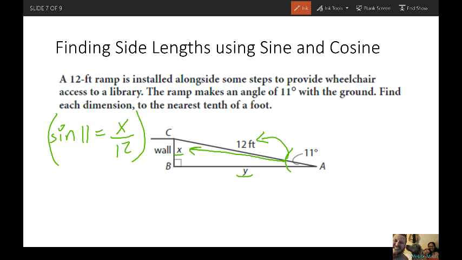Go ahead and multiply to get rid of that dividing 12 on the right-hand side. So x equals 12 times sine of 11 degrees. So in your calculator, make sure you type in 11, press sine. You're going to get some really crazy number. Multiply it times 12, and you should get x equals 2.28, and they want us to round to the nearest tenth. So I'll round up, so x equals 2.3 feet.